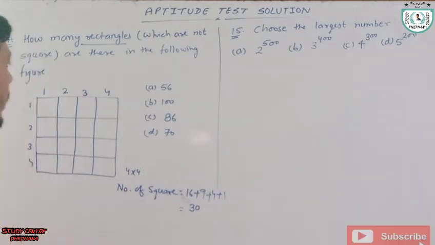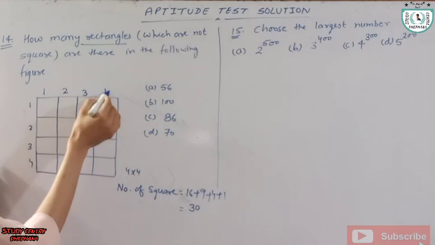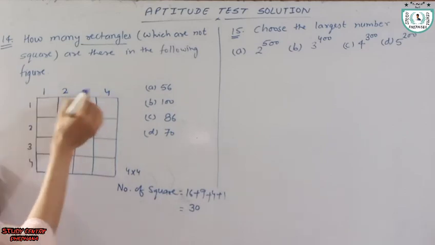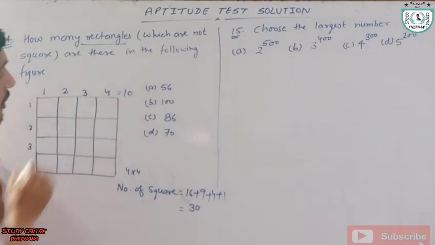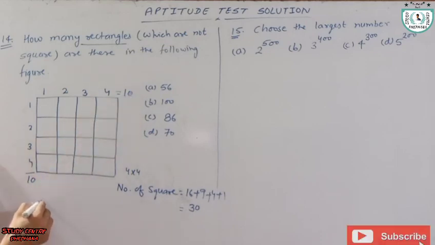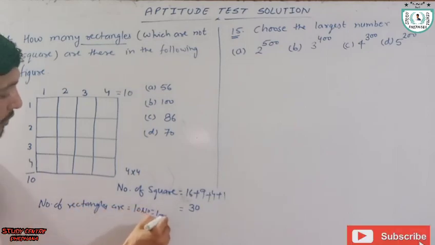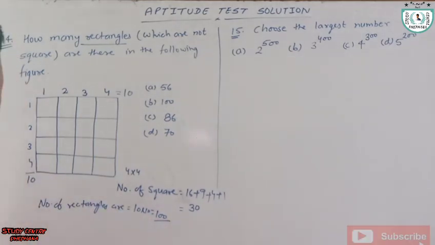Okay, now for the number of rectangles, add these numbers. After adding, we will find 10, and also add these numbers, we have 10. Multiply these 10 into 10. Number of rectangles are 10 into 10 is equal to 100. Number of rectangles are 100.